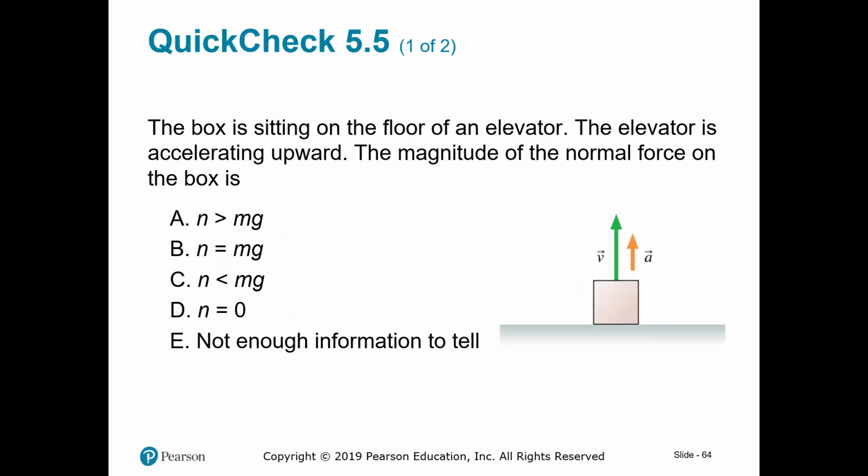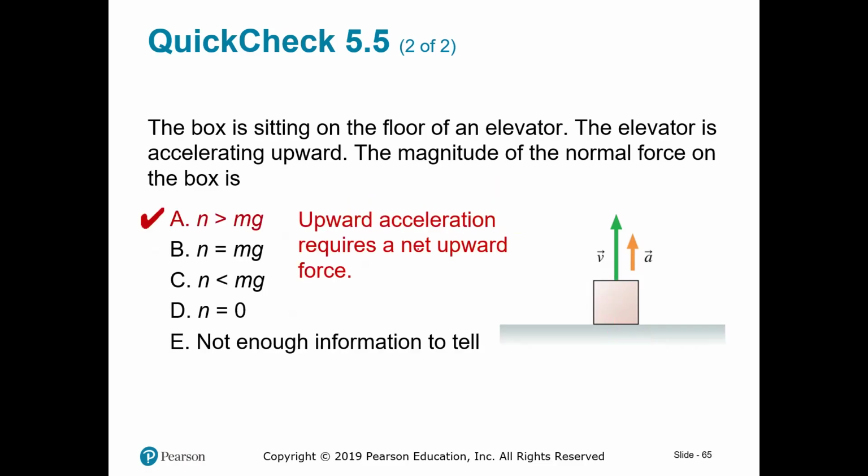So for example, the box is sitting on the floor of the elevator again. The elevator is accelerating upward. So then what is the normal force? Again, think about the forces acting on this box. Normal force up, weight acting down, right? Then Newton's second law: normal force up, weight down, but this is accelerating upwards, so this is ma, where a is a positive number. So in order to have a positive net force, your N must be greater than mg. So the answer is A.